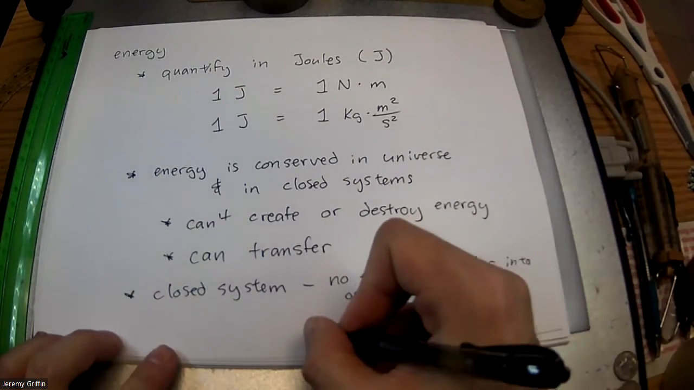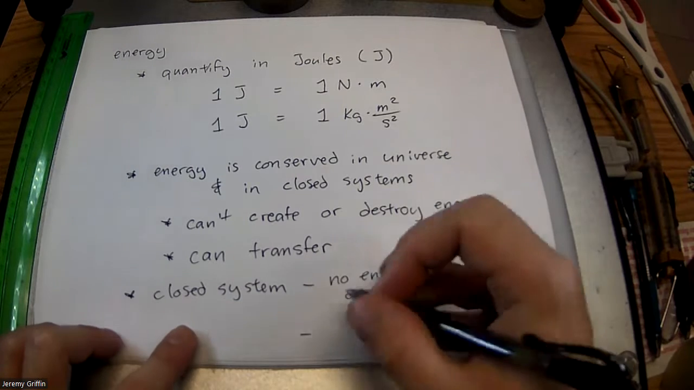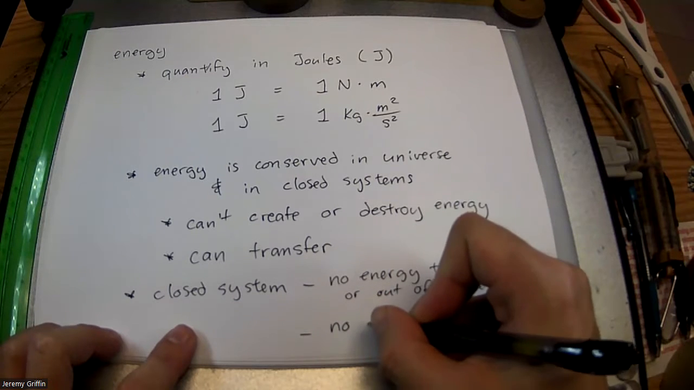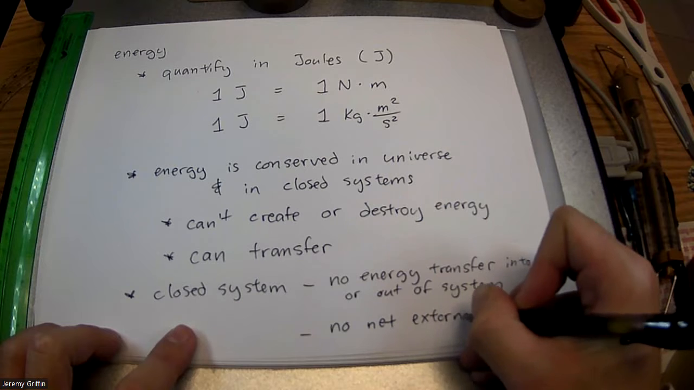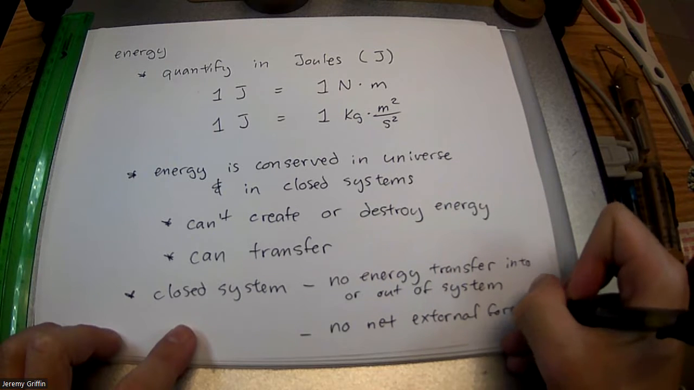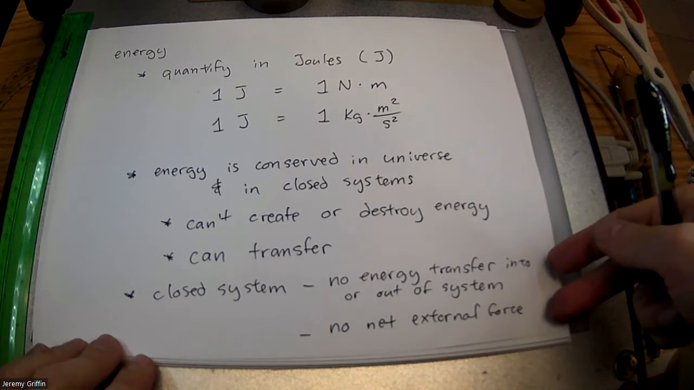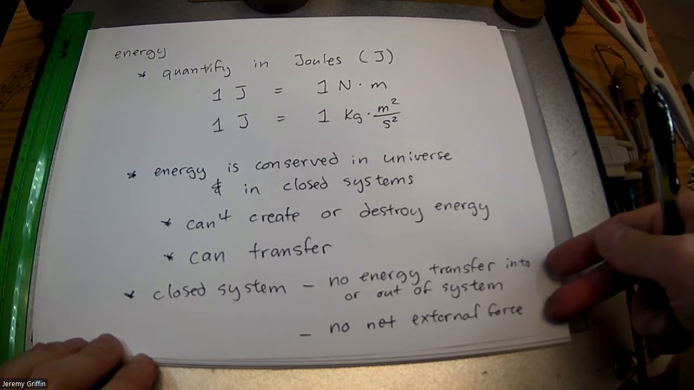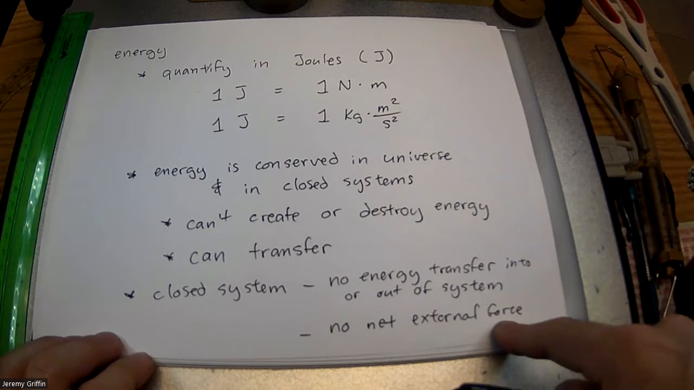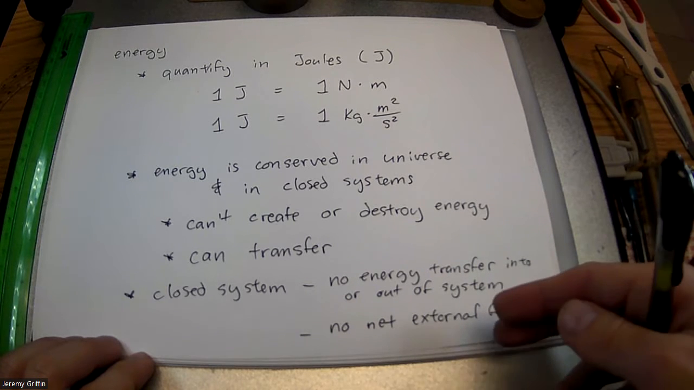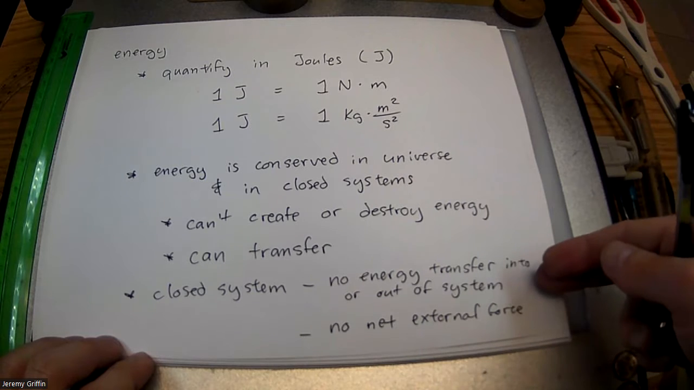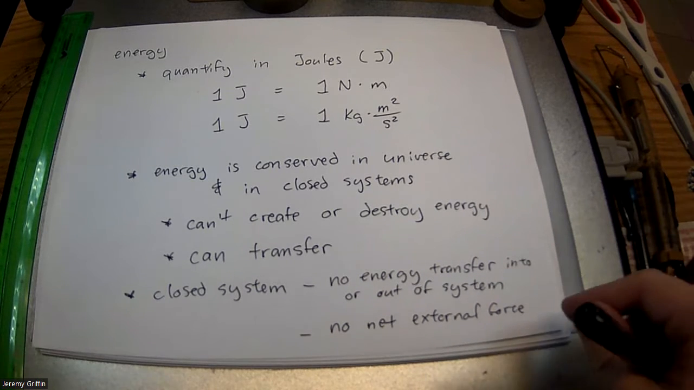Another perspective on closed systems is that there's no net external force. And one sort of implies the other. If something is pushing on the system or on an object, some kind of external force, for some distance, then that opens it up to some kind of energy transfer. So those are different perspectives there.